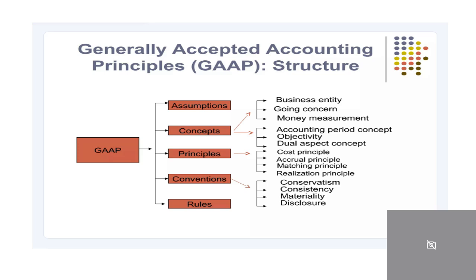Dual aspect concept, that is the double entry system of bookkeeping. Each and every transaction which takes place has dual aspects. It will have effects in two places. One will be debited, the other will be credited. So if in a transaction one account is debited, another has to be credited. Only then does it give a balance. For the detailed aspects of it, if you follow my further videos, you will be able to understand it much further.